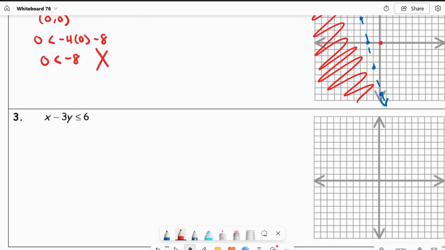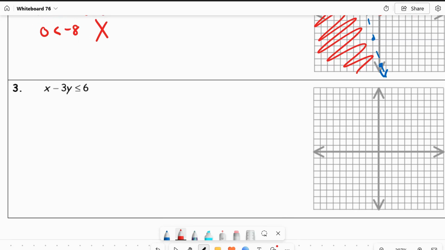Okay, last example for now. So in number 3, this one is not solved for x or y, but since it contains both, I want to have this in slope-intercept form. Yet this is an inequality, so it's a little bit different. So solving for y, I would start by subtracting x from both sides.